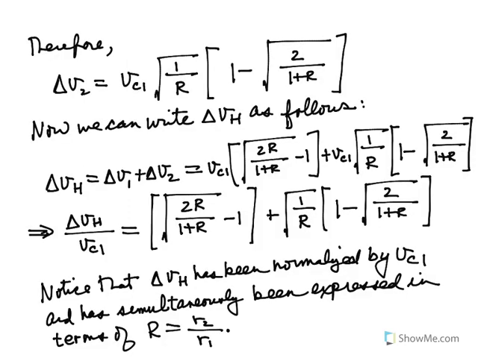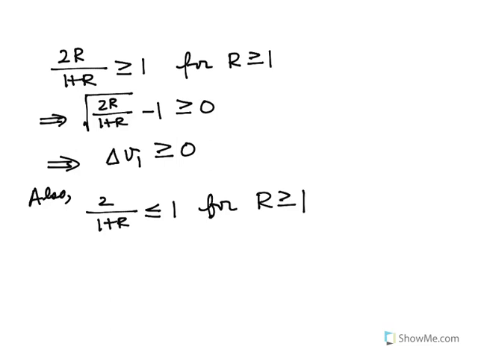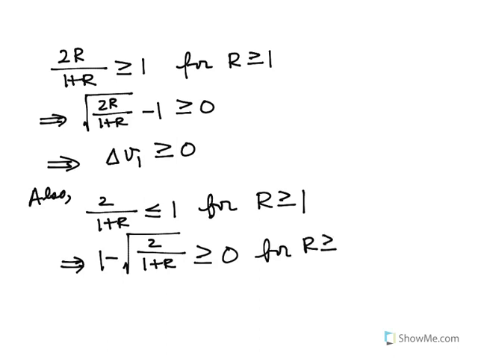Let's do the same thing for the second fraction there. We've got 2 over 1 plus r has to be less than or equal to 1 for r bigger than or equal to 1. What that means is that, actually let's write it this way, 1 minus the square root of 2 all divided by 1 plus r has to be bigger than or equal to 0 for r bigger than or equal to 1, which implies that delta v2 has to be bigger than or equal to 0.